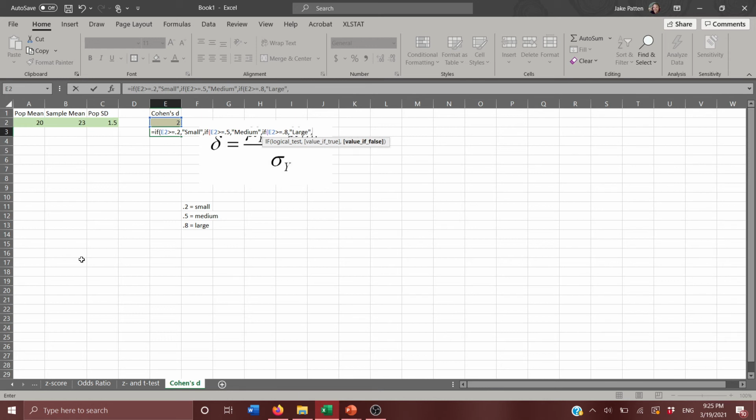And now is the last. We don't need any more nested if statements. The only thing to do after this is it's either greater than or equal to 0.2, it's either greater than or equal to 0.5, it's either greater than or equal to 0.8. If it's not, then we're going to have it tell us "no effect".